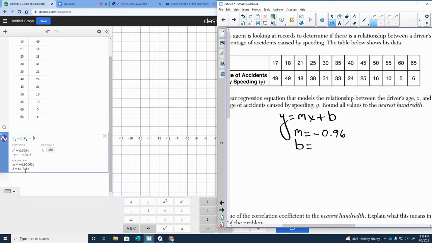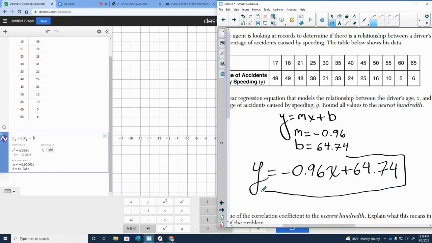64.7. Now I need that 3 because that's 2 places, but I look 1 place to the right, and it's an 8. That's a big number. So that means I'm going to add 1 to my 3. So it's going to be 64.74 to the nearest hundredth. And now to finalize my answer, I'm going to substitute them in. And I'm going to get y is equal to negative 0.96x plus 64.74. And that right there is my linear regression.